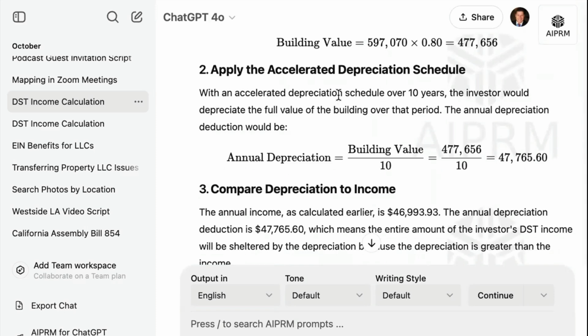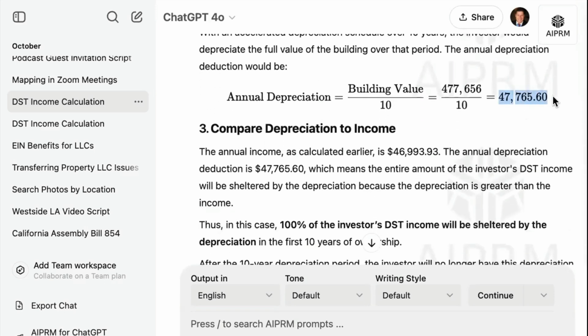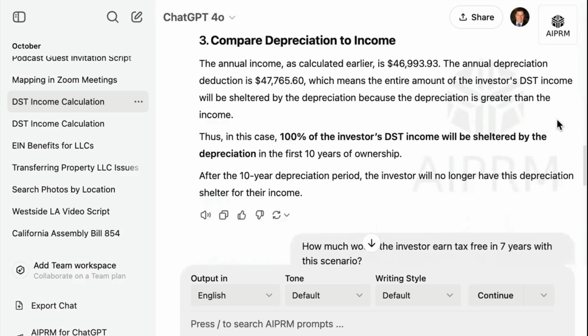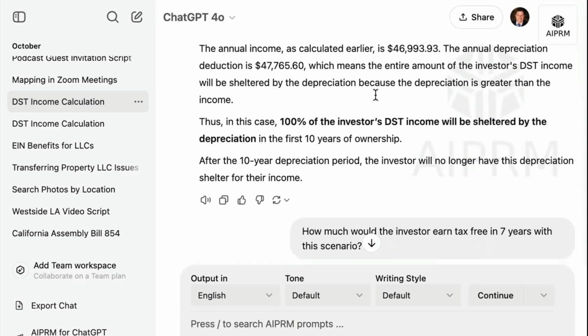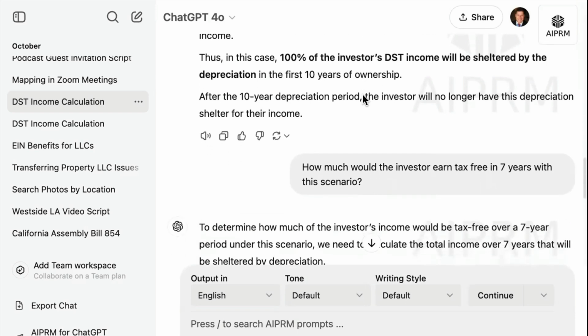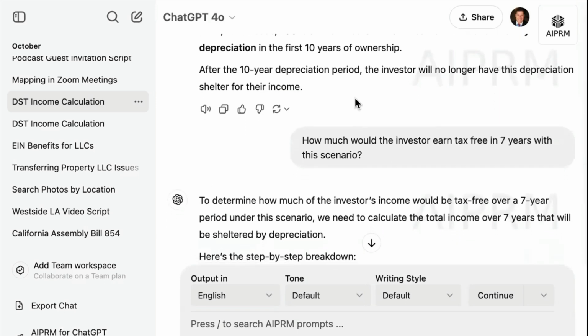With an accelerated depreciation schedule over 10 years, the investor would depreciate the full value of the building over that period. The annual depreciation deduction would be $47,765. Okay, so now we have to compare depreciation to income. The annual income is $46,993. The annual depreciation is $47,765, which means the entire amount of the investor's DST income will be sheltered by the depreciation, because the depreciation is greater than the income. So 100% of the investor's DST income will be sheltered by the depreciation in the first 10 years of ownership.